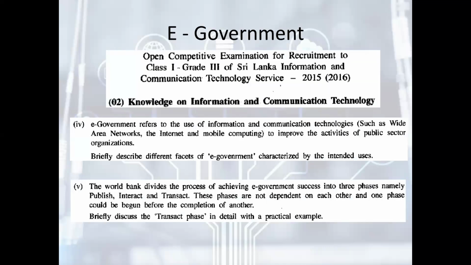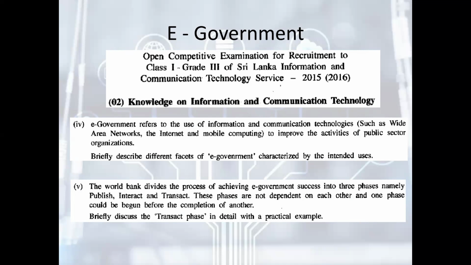And these are the two questions extracted from e-government from the 2015 paper. E-government refers to the use of information and communication technology such as wide area networks, internet, mobile computing to improve activities of public sector organization. Briefly describe different factors of e-government characterized by intended users.